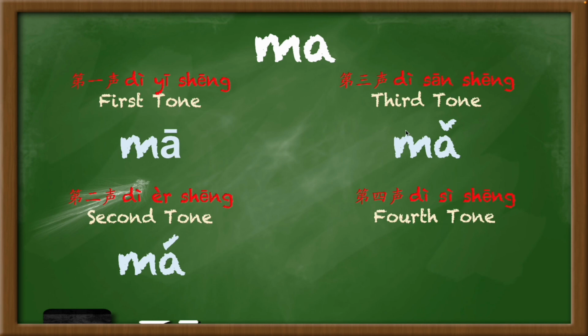Let's proceed with di san sheng, or the third tone. This one sounds very similar to our di er sheng. Ma, ma. Before we proceed, let's have a quick look once again at the difference between the second and third tone. Second tone, ma, ma. Third tone, ma, ma.